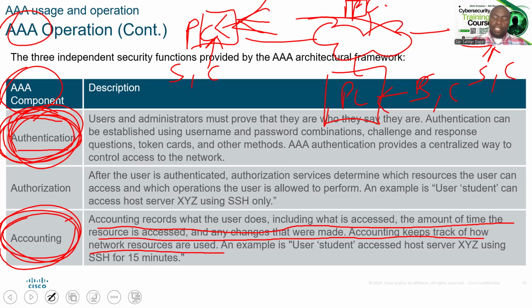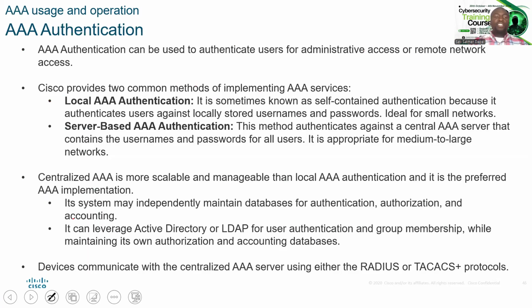Now, imagine in your organization, you don't have this. How then would you be able to authenticate your users? How then would you be able to prove whatever cases come your way? So triple A authentication can be used to authenticate users for administrative access or even remote networks.